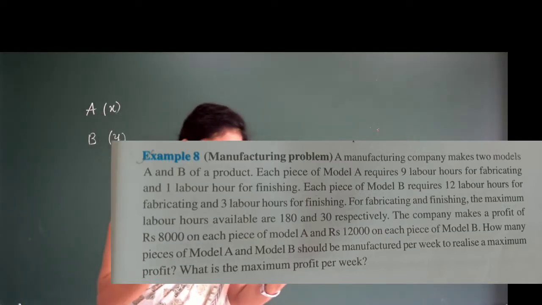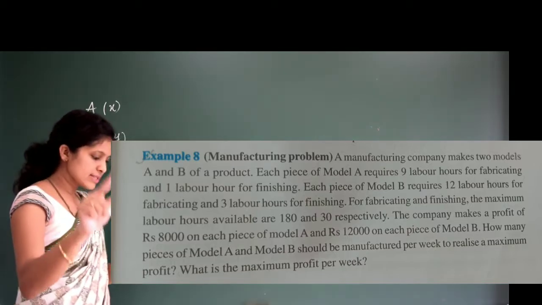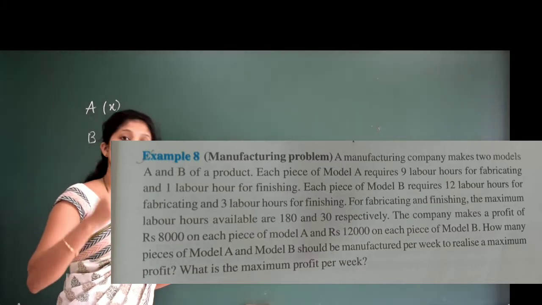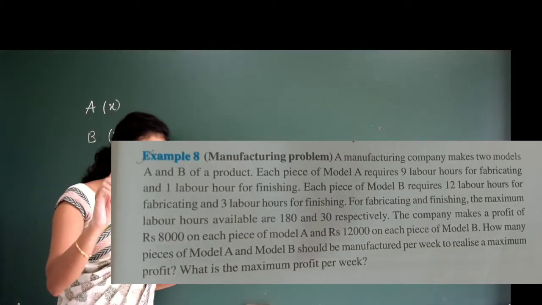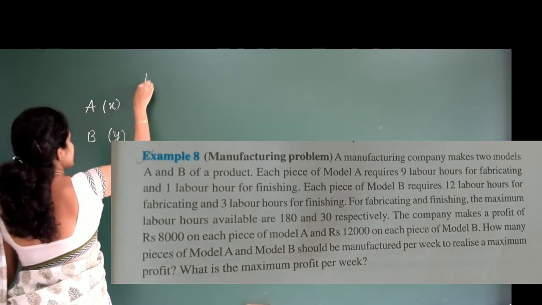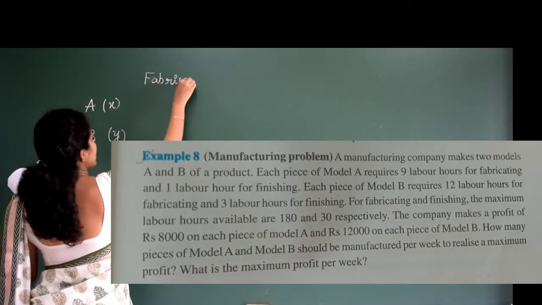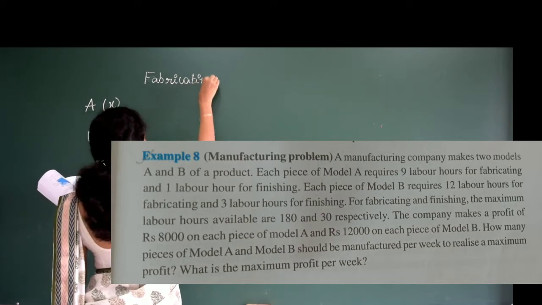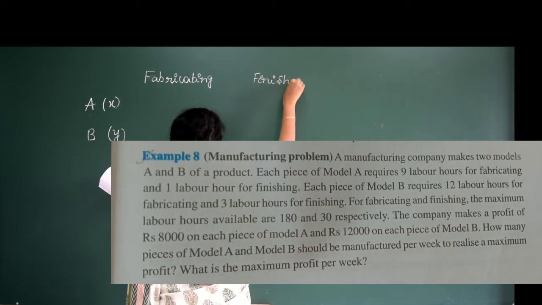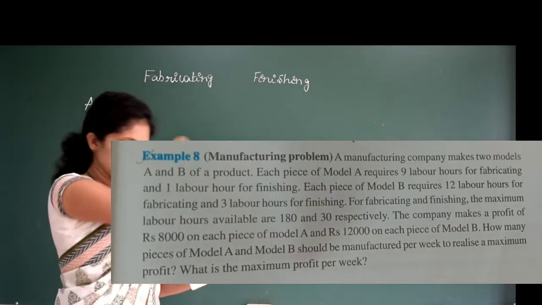Then what is given? Each piece of model A requires 9 labor hours for fabricating and 1 labor hour for finishing. So there are two kinds of work. One is they have to fabricate, then they have to give the finishing. So we'll consider here fabricating and another one is finishing. If you make this column now, you can easily write the equations. Next, we'll fill this in.